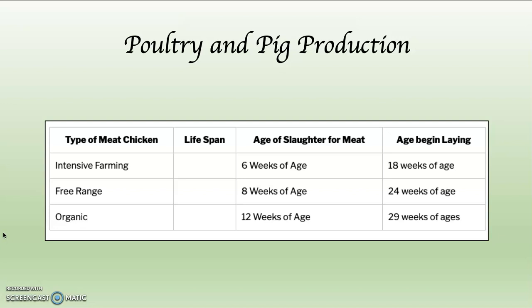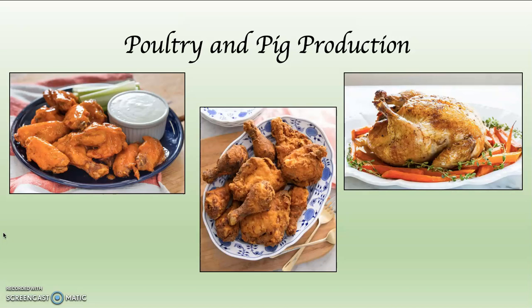And if we were going to have it for laying eggs, that would be 18 weeks. But notice the fully organic running around outside chicken is going to take 12 weeks to be slaughterable for meat and about 29 weeks before it starts to lay eggs. And as you've heard, I have chickens myself, and I can tell you that it does indeed take about 30 weeks before the chicken starts to lay eggs.